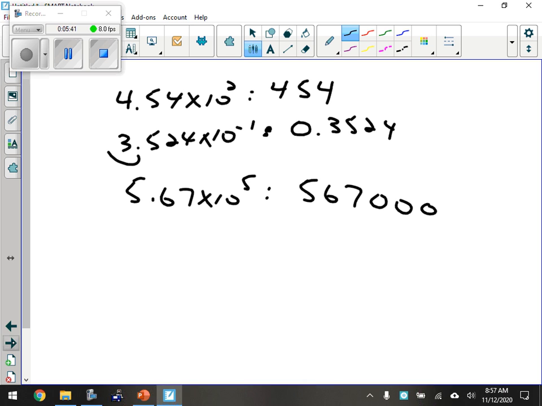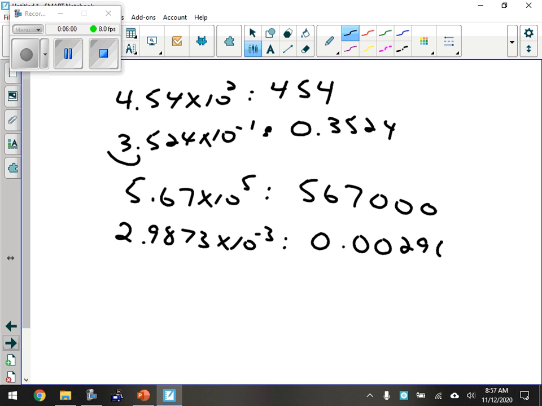And then what do we got here? 2.9873 times 10 to the negative 3. In that case, I'm going to move it 3 places to the left. So 0.00, 29873. Is that right? 1, 2, 3. Yeah. Like so. Good.